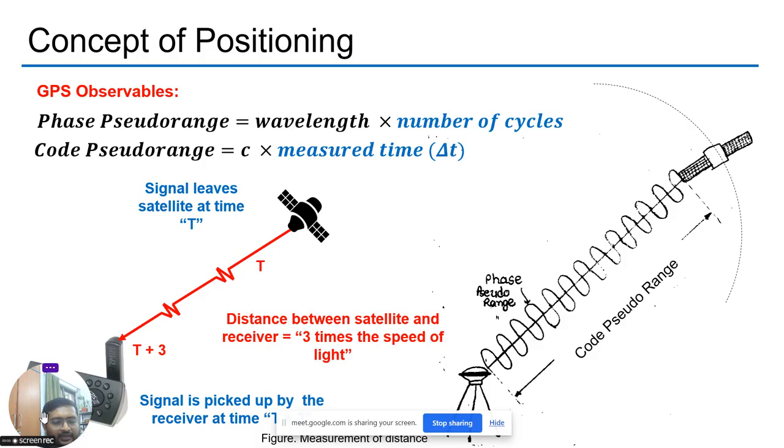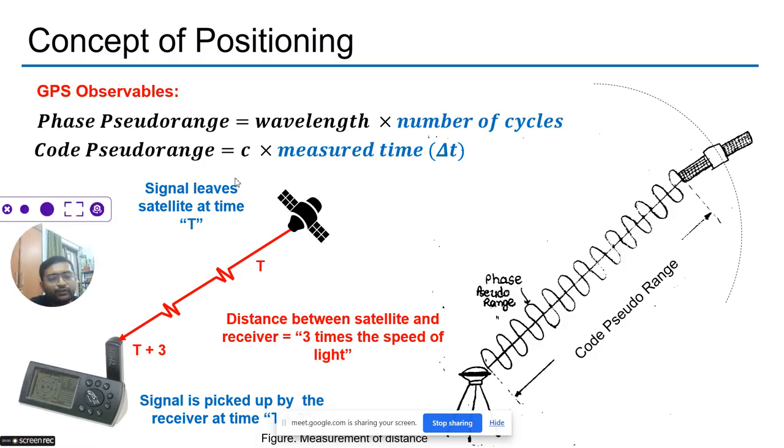And then there is another way to do the same thing, which is known as the code pseudo range. In the code pseudo range, we measure the time it takes to travel from satellite to receiver. We find the delta t and multiply the delta t by the velocity of light, so we get the distance. So these are the two basic principles of how we calculate. There are two types of observable, phase pseudo range and code pseudo range.